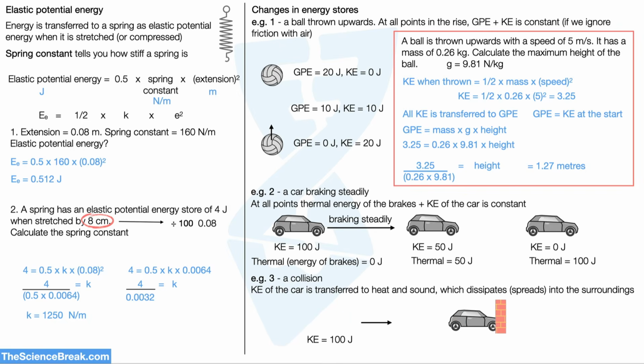It travels, hits the wall, we have a collision, and that kinetic energy is transferred to sound and heat, and that will add up to be 100 joules. All the kinetic energy has transferred to sound and heat, which then spreads or dissipates into the surroundings. And remember, kinetic energy here therefore is 0 joules.